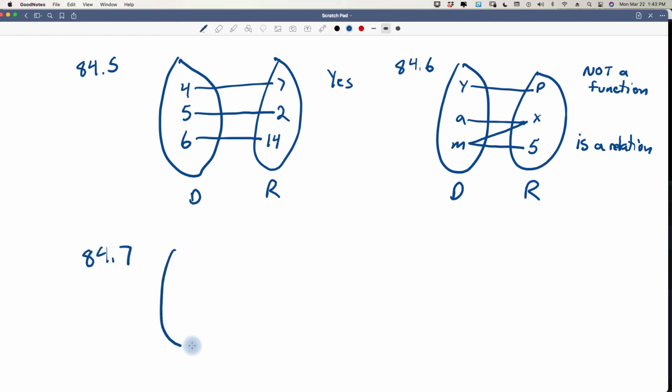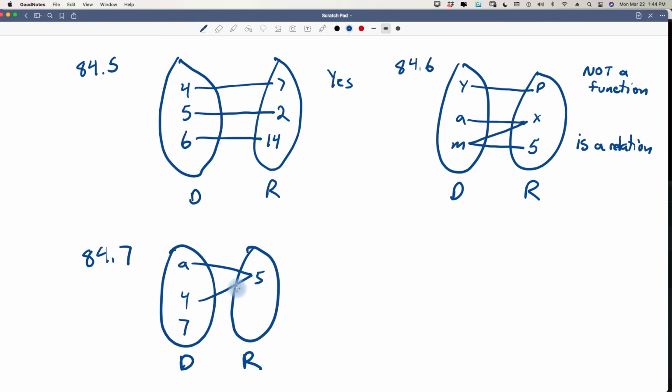So 84.7 is D and R. The domain in this problem, we are told, is lowercase a, 4, and 7. And a maps to 5, 4 maps to 5, 7 maps to 11. Is this a function? Yes. If you said yes, you're correct, because a only has one value, 5, 4 only has one value, 5, and 7 only has one value, 11.